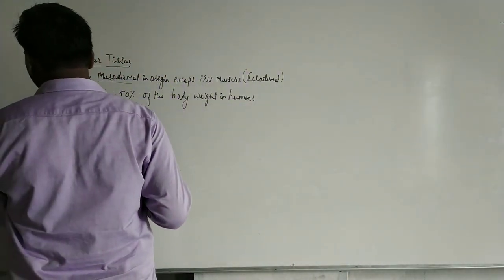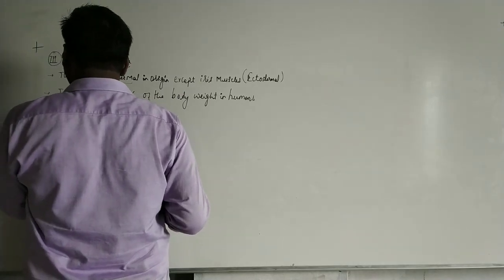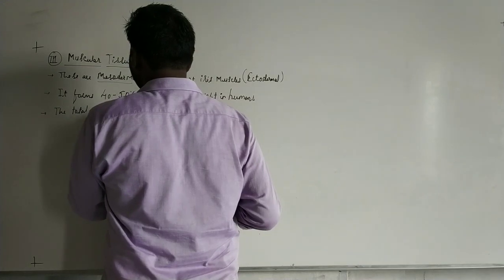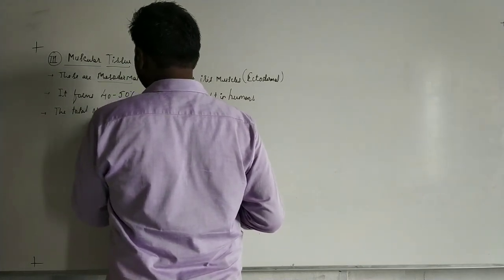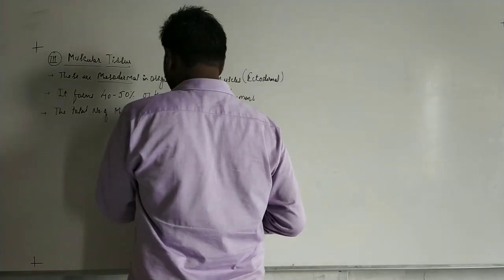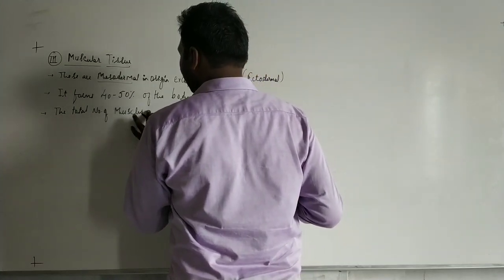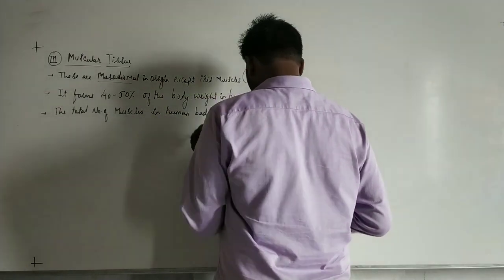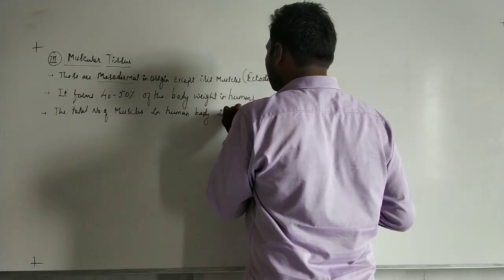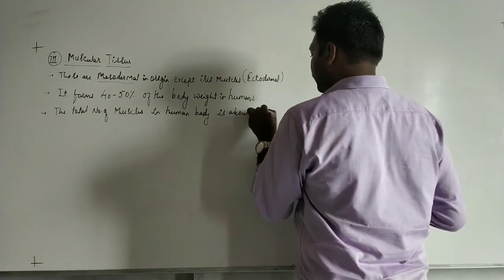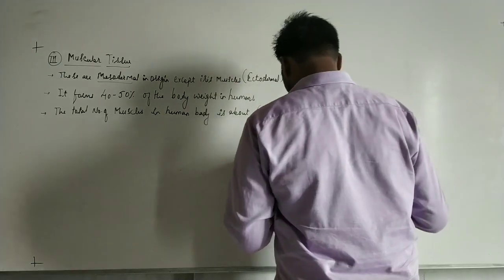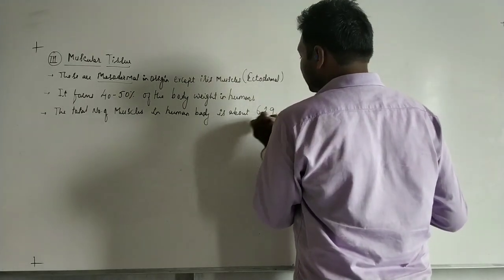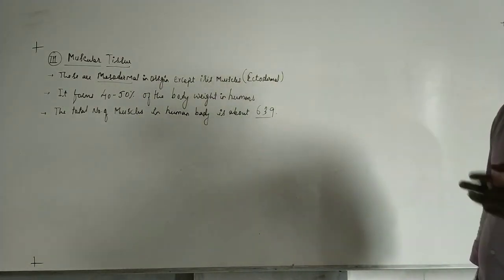Okay, the next, the total number of muscles in the human body is about 639. Sorry, 639. So this is the total number of muscular tissues or the muscles which are present within the human body.